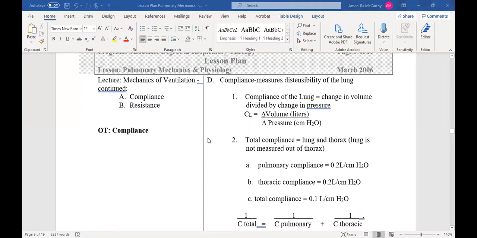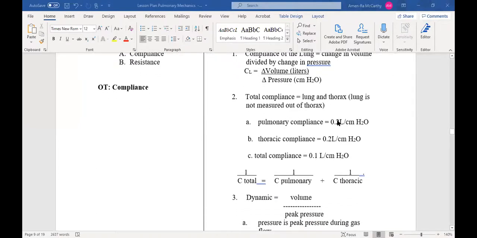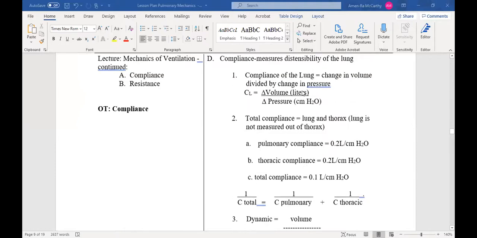Okay, go back to the lesson plan. So compliance: you have a couple of different types of compliance. Total compliance is the lung and thorax. The lung is not measured outside of the thorax, of course. Pulmonary compliance is about 0.2 liters per centimeter of water. Thoracic compliance is about 0.2 liters per centimeter of water, and total compliance is about 0.1 liters per centimeter of water. You don't have to remember this part.